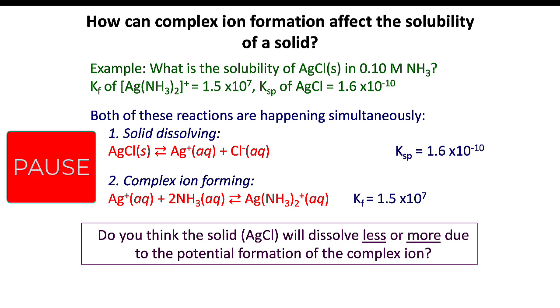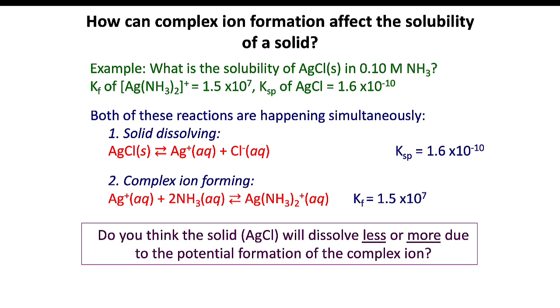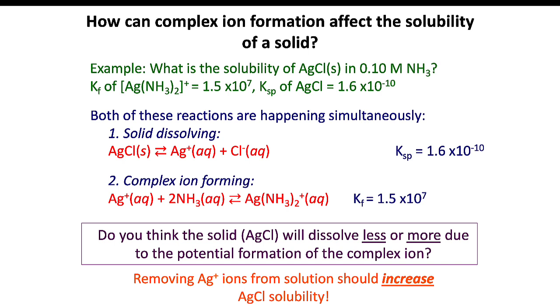So at this point, I would recommend you go ahead and pause the video and see if you can predict this, right? When we have the potential to form this complex ion because ammonia is around, will more or less silver chloride dissolve? In other words, is the solubility going to be greater or less? All right, hopefully you've come up with an answer, and the answer is that it should increase the solubility.